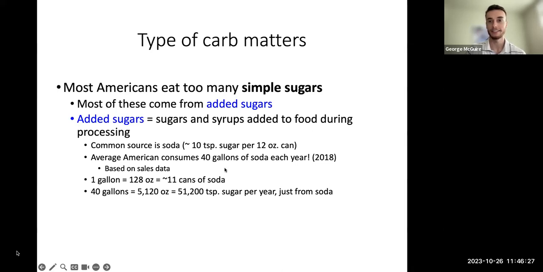And so 1 gallon is equal to 128 ounces, or about 11 cans of soda. 40 gallons of soda would provide 5,120 ounces, which is 51,200 teaspoons of sugar per year just coming from soda. And again, these are added sugars, these are simple sugars. And so these cause really high, quick spikes of our blood glucose levels, and then really quick drops, so low valleys of our blood glucose levels, which messes up our body's natural regulation methods. It messes up our ability to react to and release insulin and glucagon.